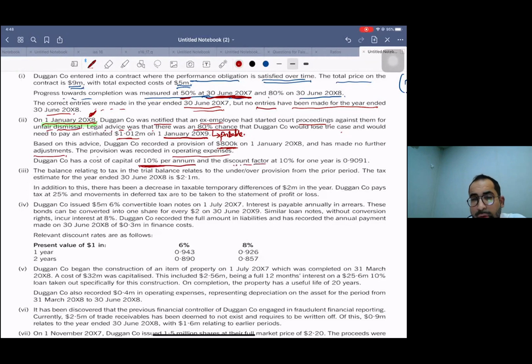Dugan Company has a cost of capital of 10% per annum, and the discount factor. To save time, they have given you a ready-made discount factor at 10%, which is 0.9091. This is relevant. I hope you can make a plan in your mind. You will be doing discounting of 1 year, and the ready-made discount factor is given. If the discount factor is given, simply multiply the future cash flow with the discount factor. You will get the present value.